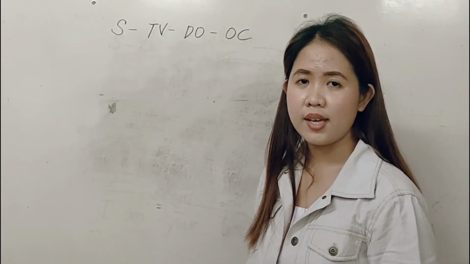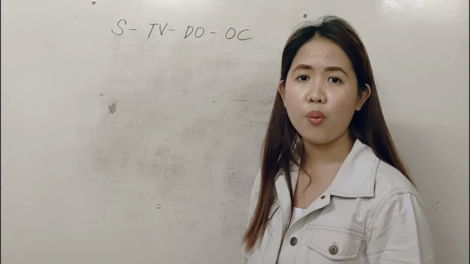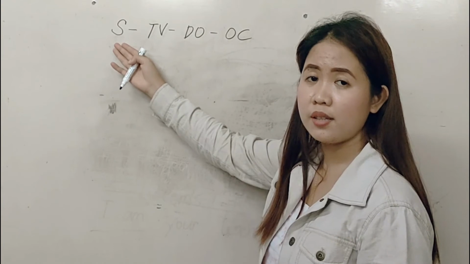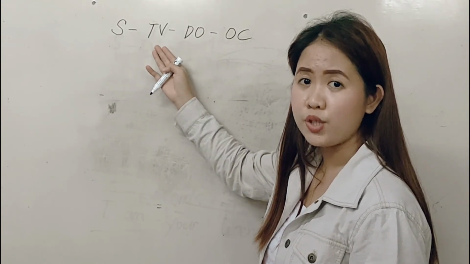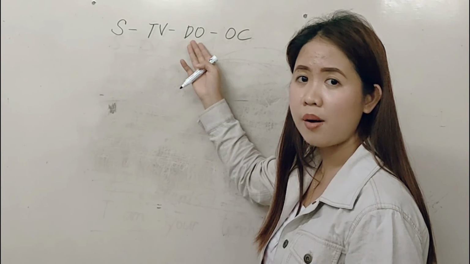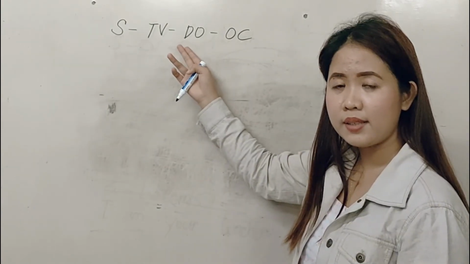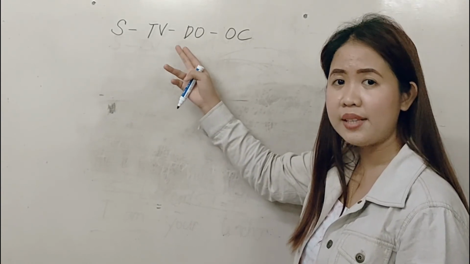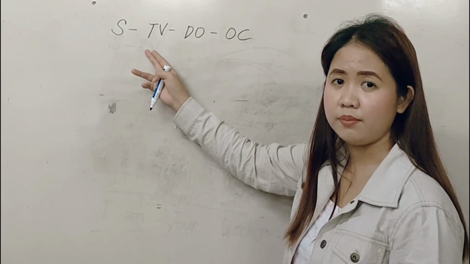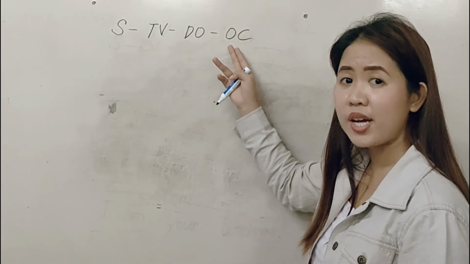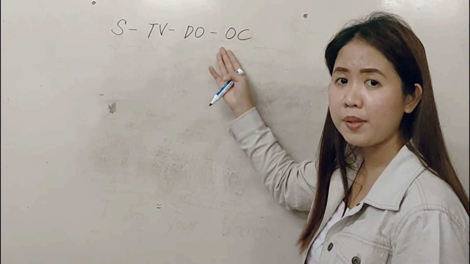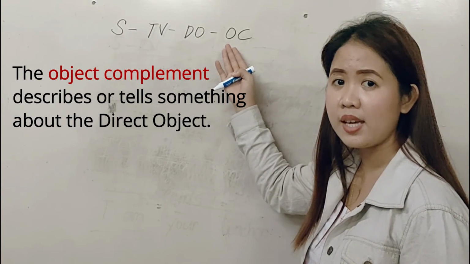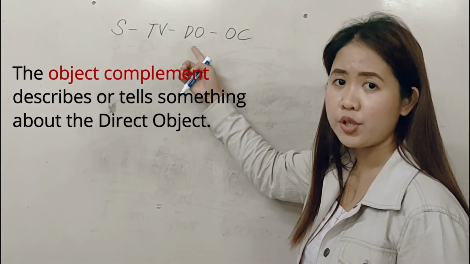Our next pattern is the STVDOOC pattern. This pattern is composed of the subject, transitive verb, direct object, and the objective complement. The direct object answers the question what or who. If there is a direct object in the sentence, we have a transitive verb. Now, how about the objective complement or object complement? The objective complement tells us or describes something about the direct object.